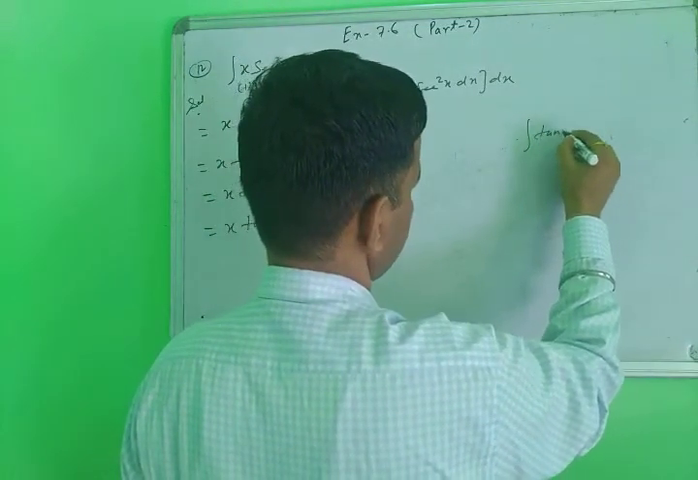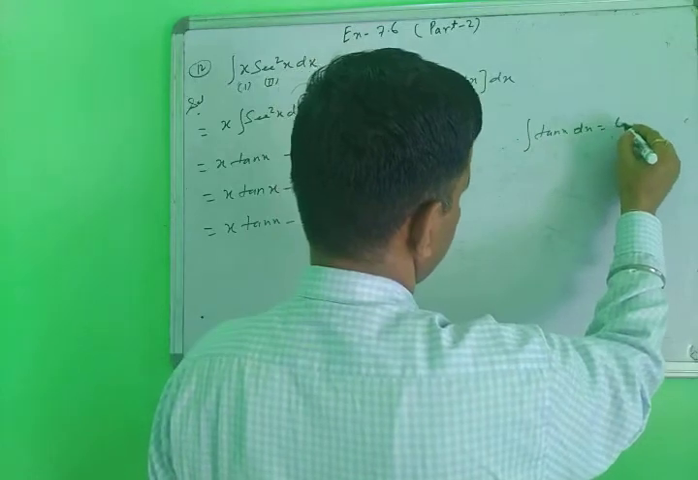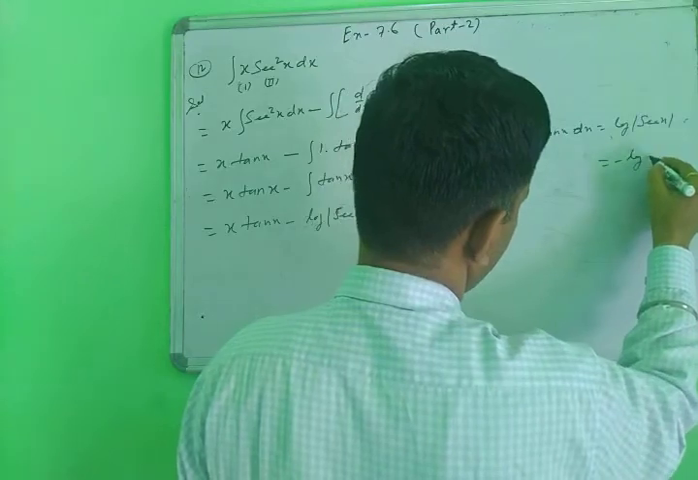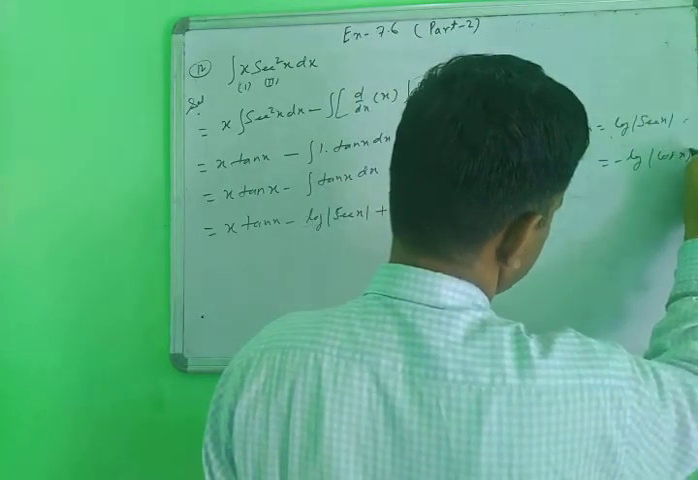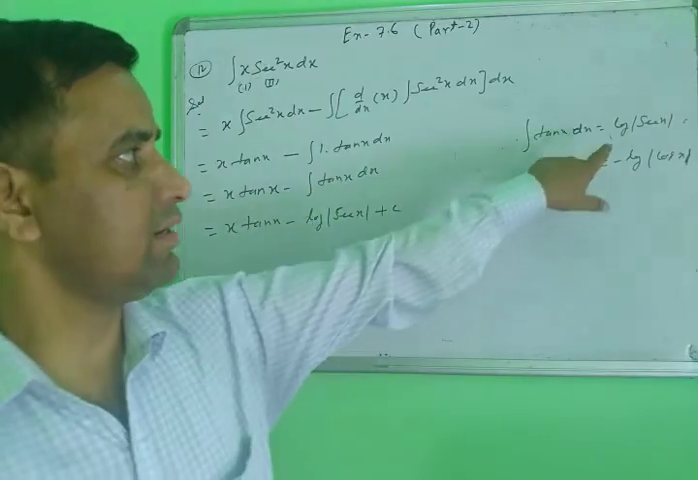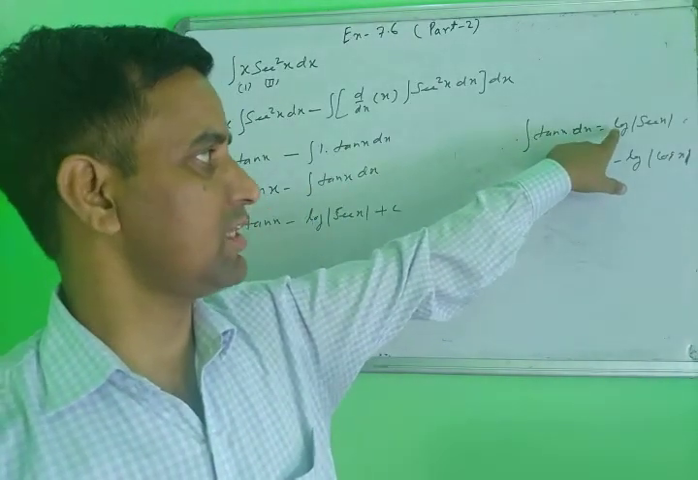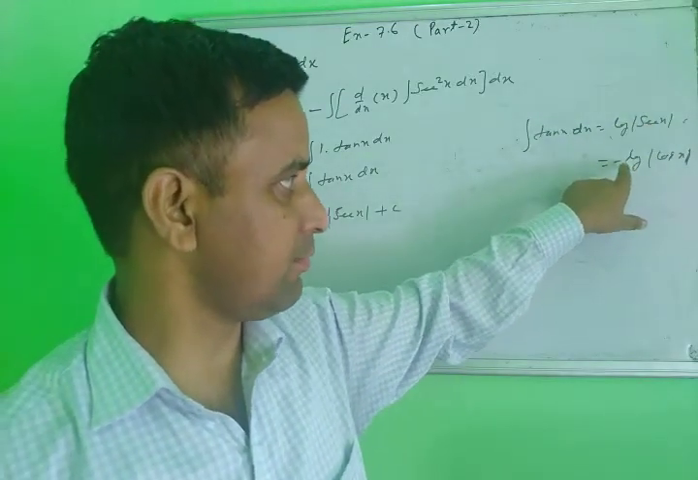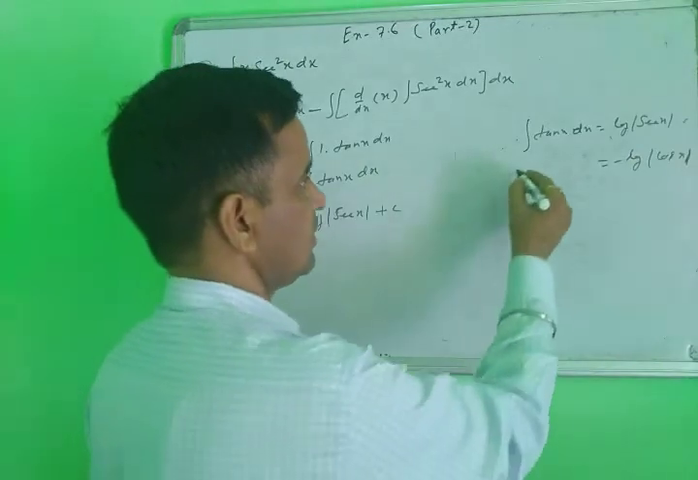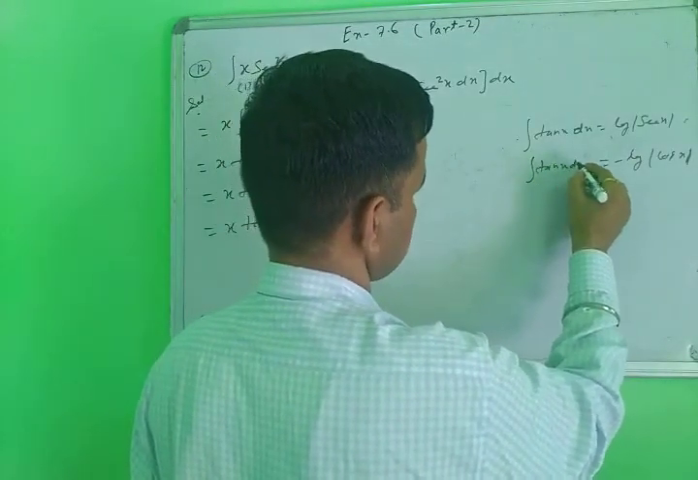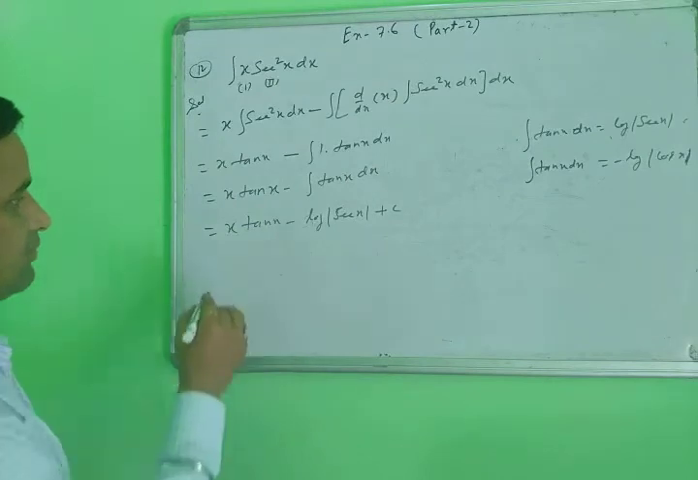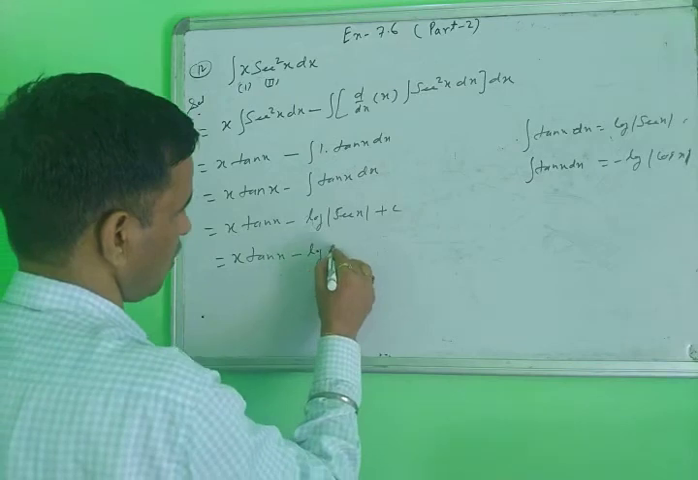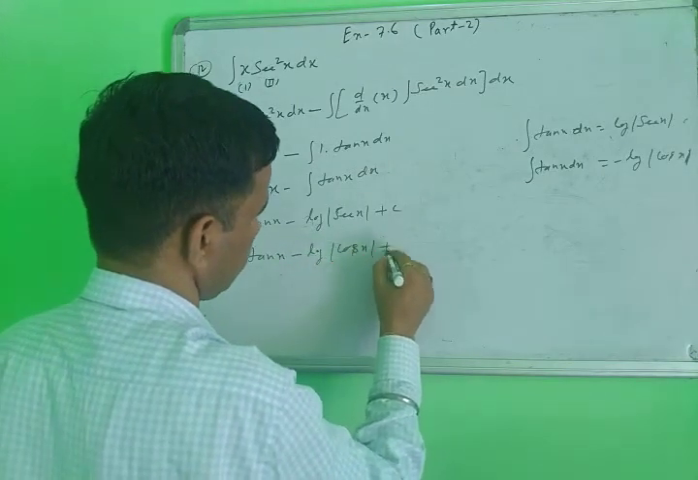Integration of tan x dx: one way you write log sec x, a second way you can write log minus cos x. According to your requirement, suppose you require the positive form, then you write log sec x. Suppose you require the negative form, then you write the answer as minus log cos x. So both are solutions of tan x. So the minus sign you can convert: x tan x minus log cos x plus c. This is your answer.